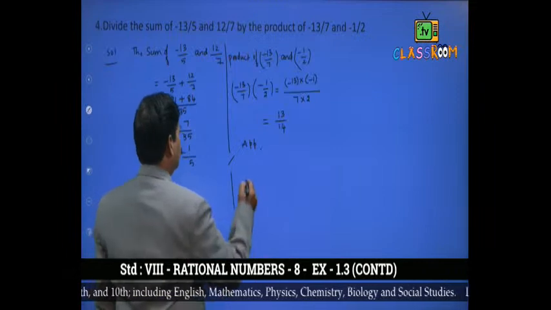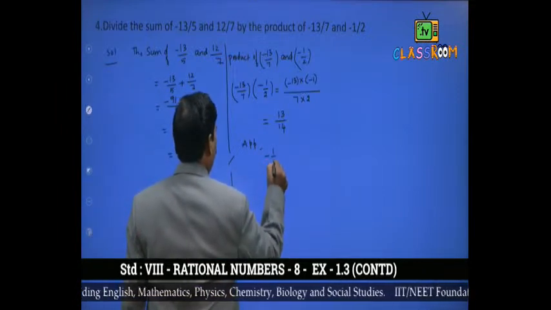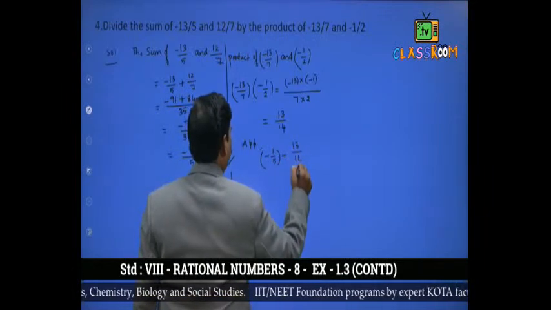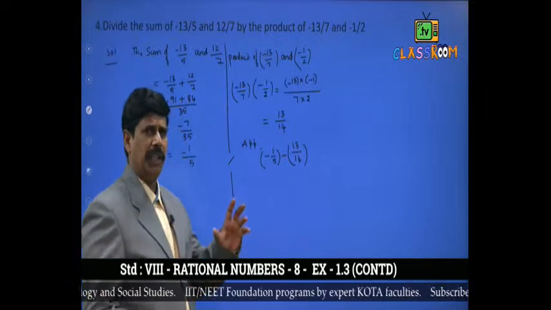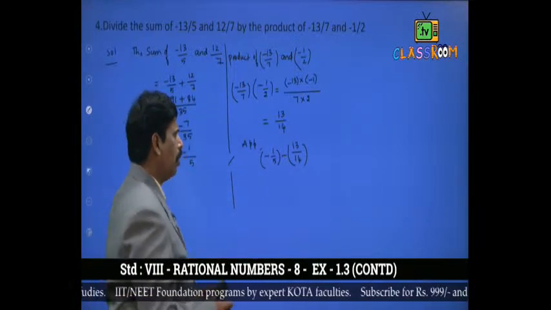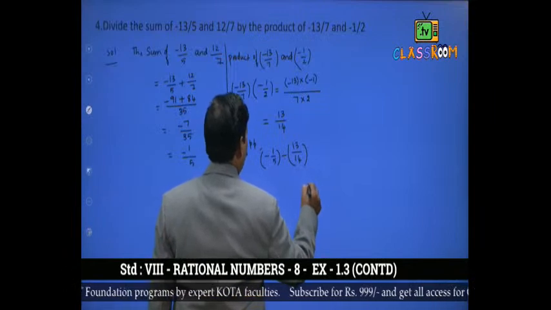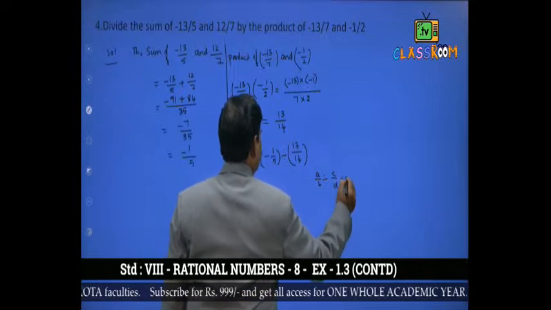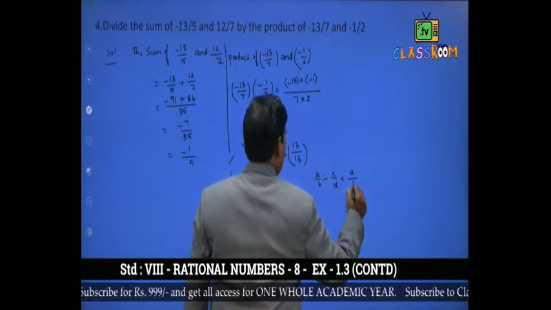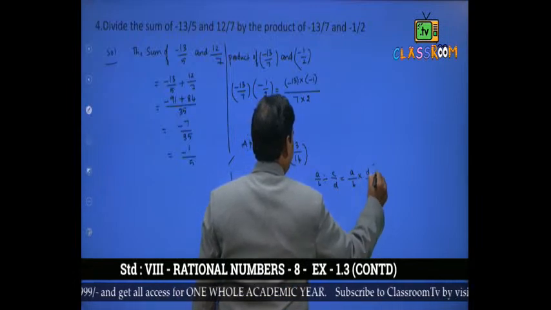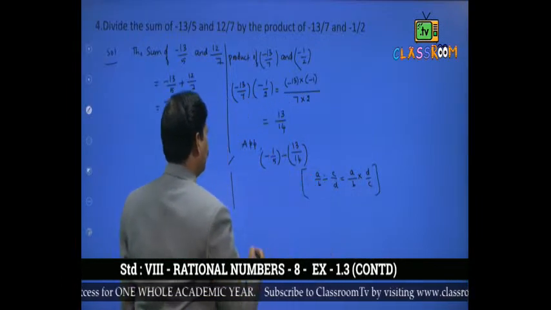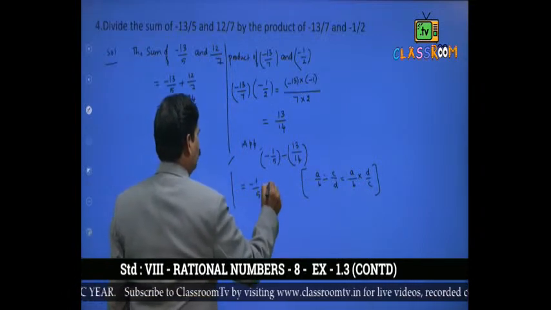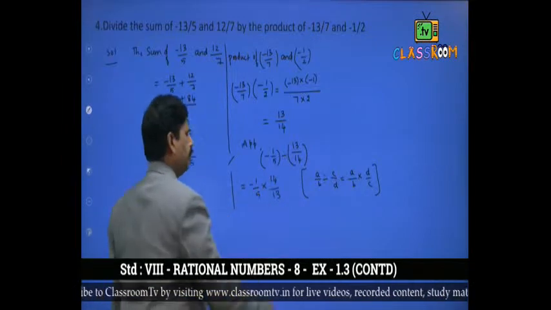the sum, what is the sum? Minus 1 by 5. This should be divided with 13 by 14. The sum should be divided by the product. So we know the rule. What is the rule? A by B divided by C by D is equal to A by B into D by C. So as per that, this will be minus 1 by 5 into 14 by 13.